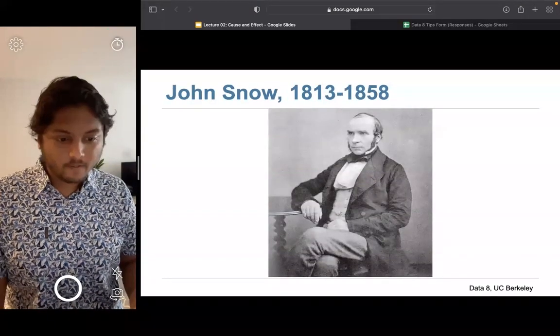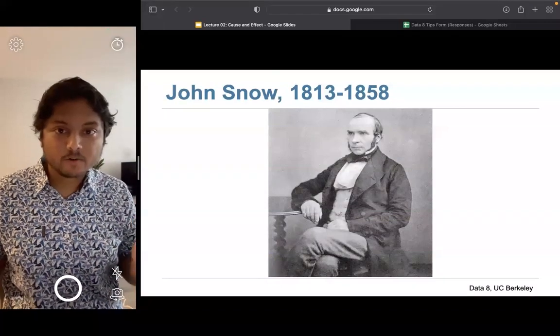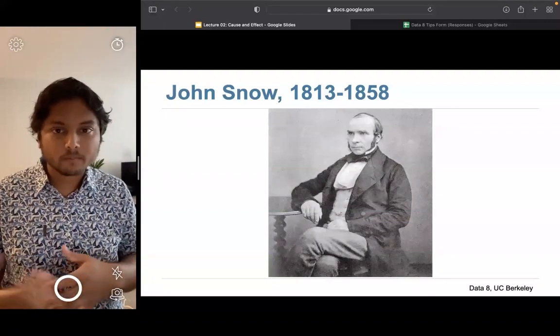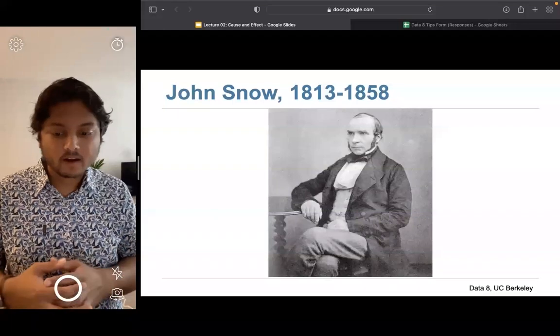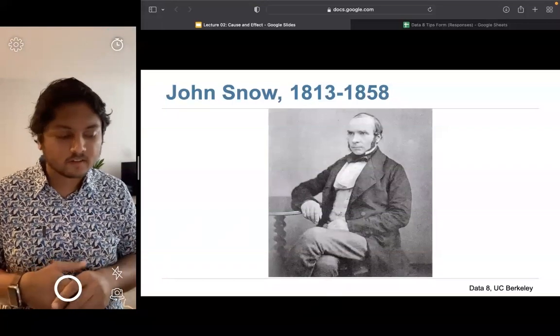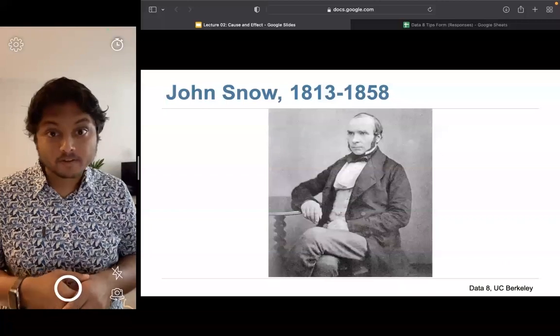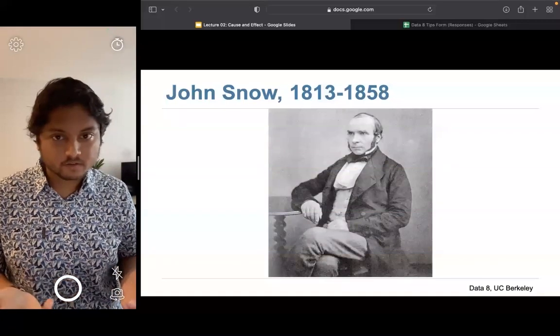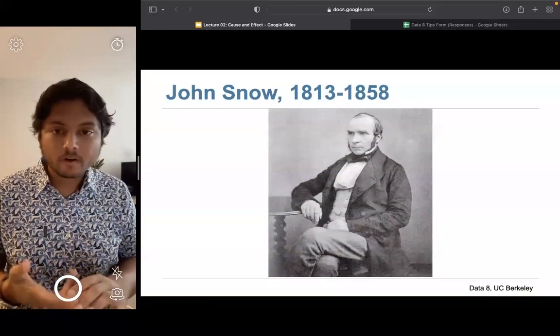Cool. So there's one person, John Snow, who didn't really agree with or believe these hypotheses. He observed something interesting, something different, and thought that maybe there's a different explanation and potentially a different solution to the problem. He noticed a couple of things.